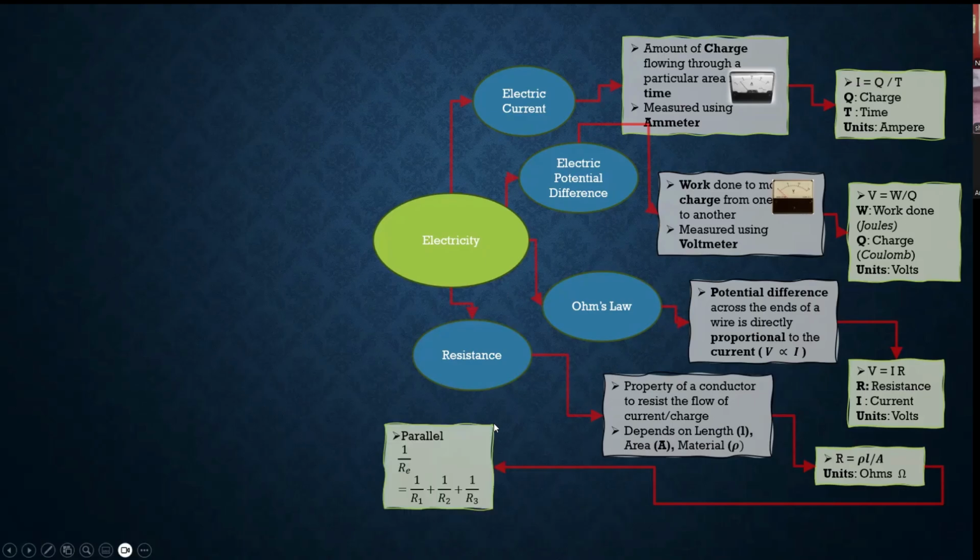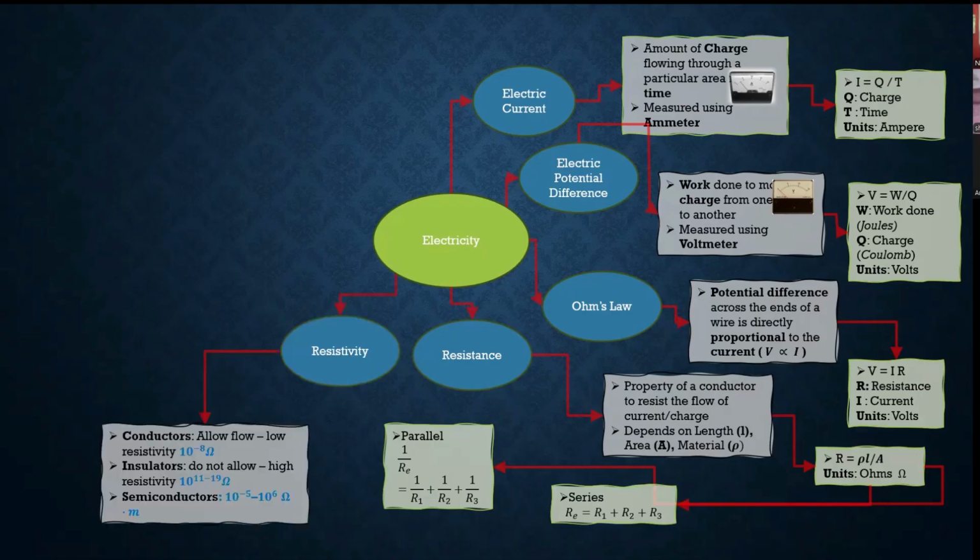Then we have seen two types of combination. One is parallel and other is series. And we have seen the formula for how you get the equivalent resistance. Okay, resistivity for each type of material will vary. For the same material, it will be the same. For conductors, insulators, and semiconductors, these are the resistivity ranges.